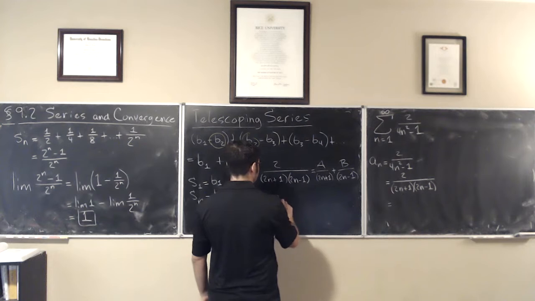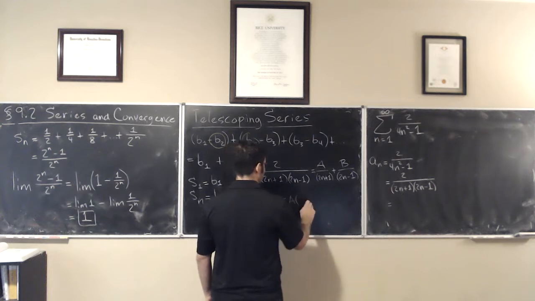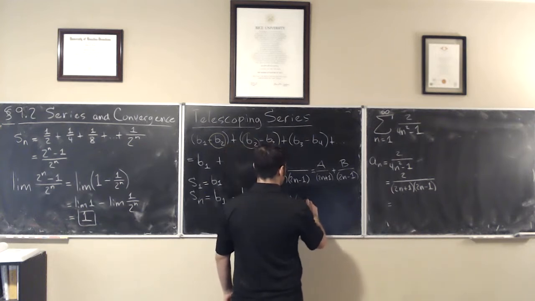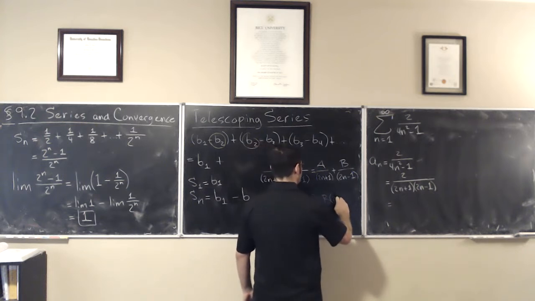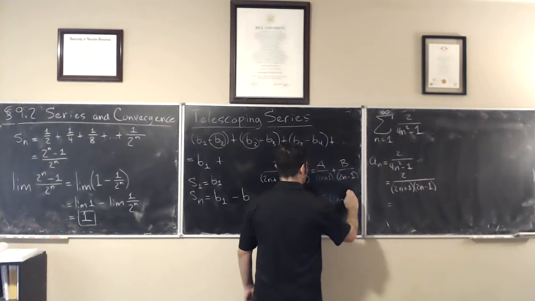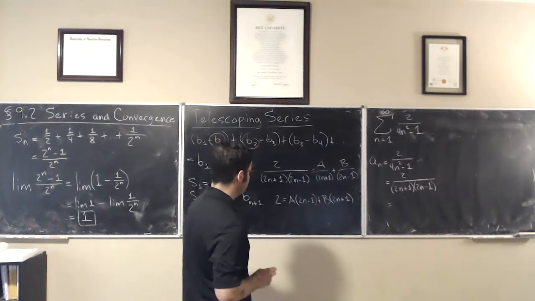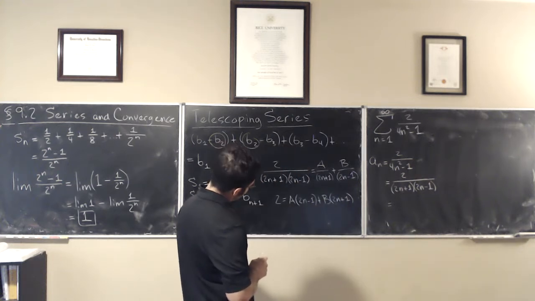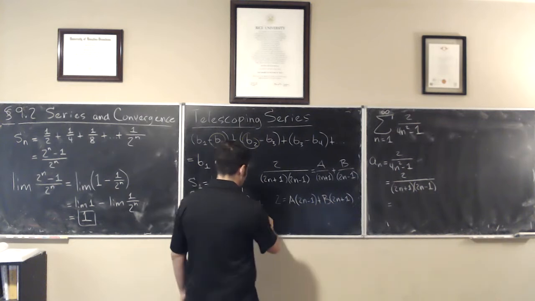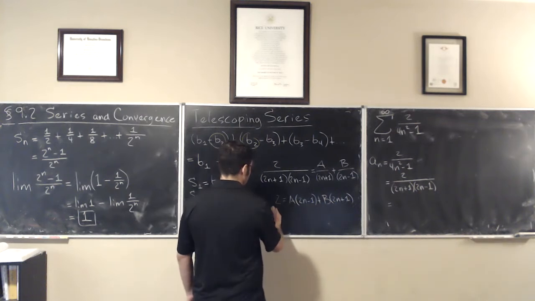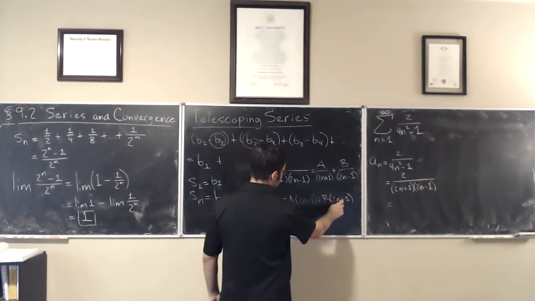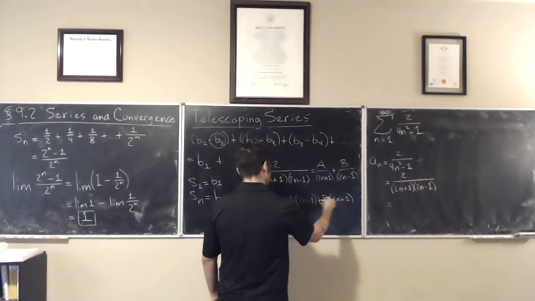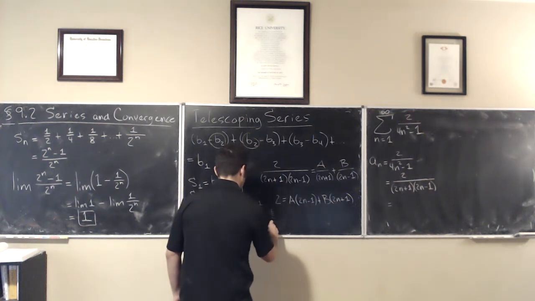So I know that 2 is going to be equal to a times 2n minus 1 plus b times 2n plus 1. Now, if n is equal to 1/2, what happens here? Then this goes to 0, and then it's going to be 2 times 1/2 is 1. So you'll have 2b is equal to 2, so that means that b must be equal to 1.